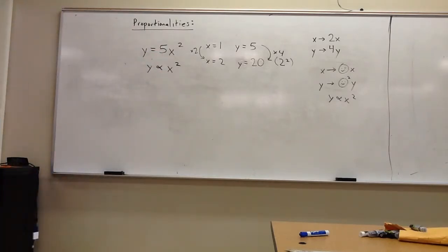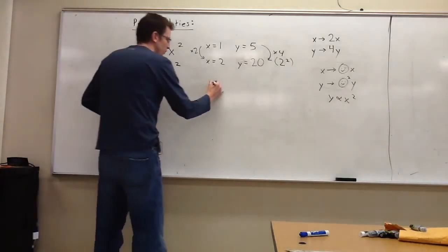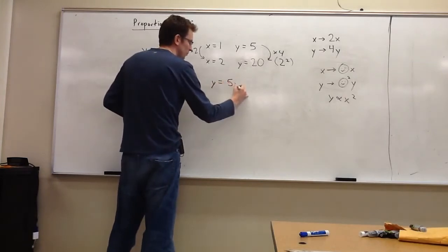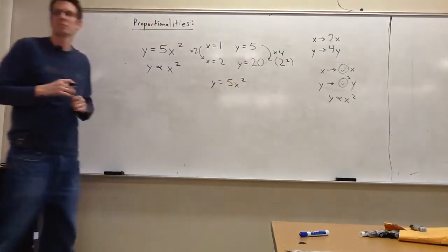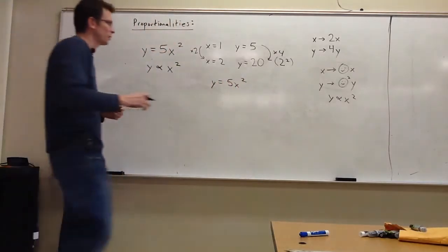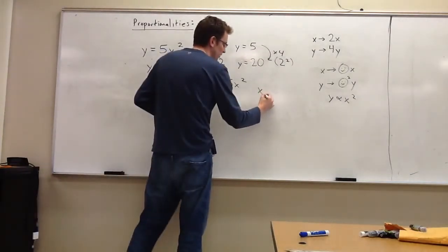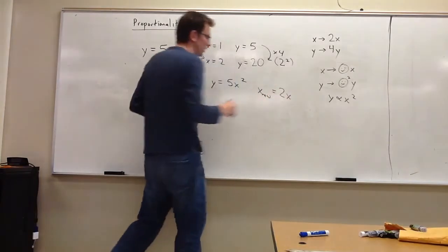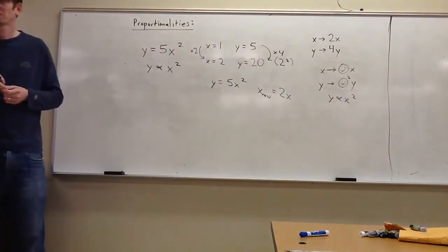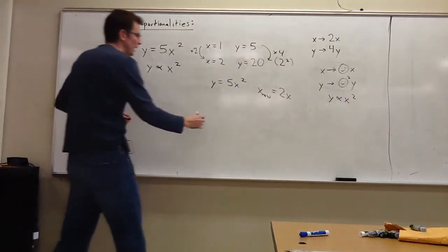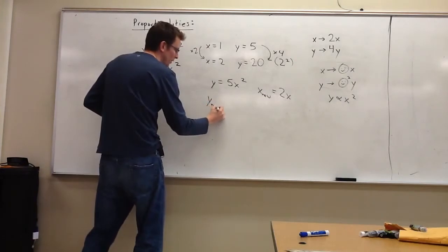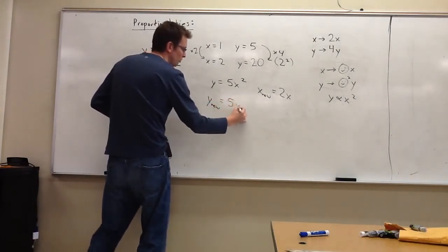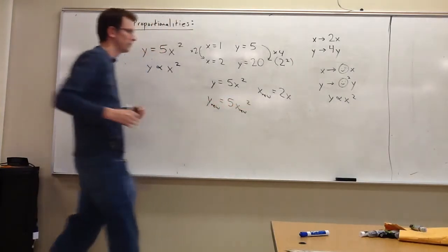If you want, I can show you even a different way to work this out. Let's start with the equation like this. And then what I'm going to do is say the new value of x is going to be, like I said, 2 times the old value. So that means the new value for y is going to be 5 times the new value for x squared.